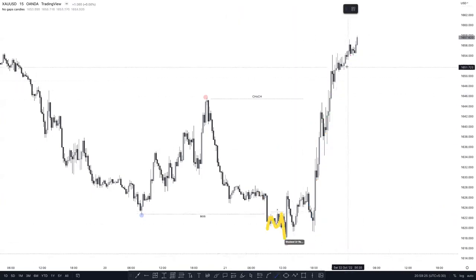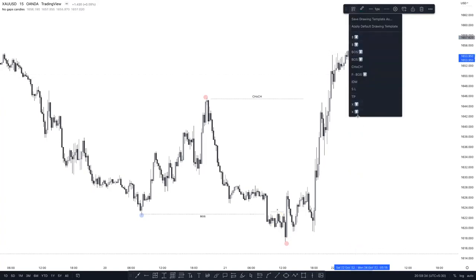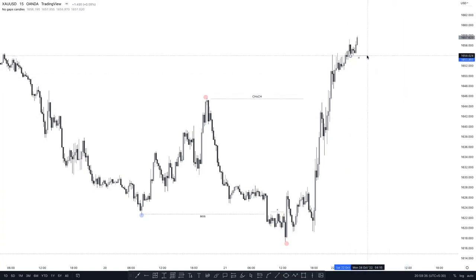In this case we can see this one is our pullback, correct. So this is our inducement here, obviously, but after this one, where is our engineering liquidity in this case? Engineering liquidity means something like an unmitigated order block here, correct.